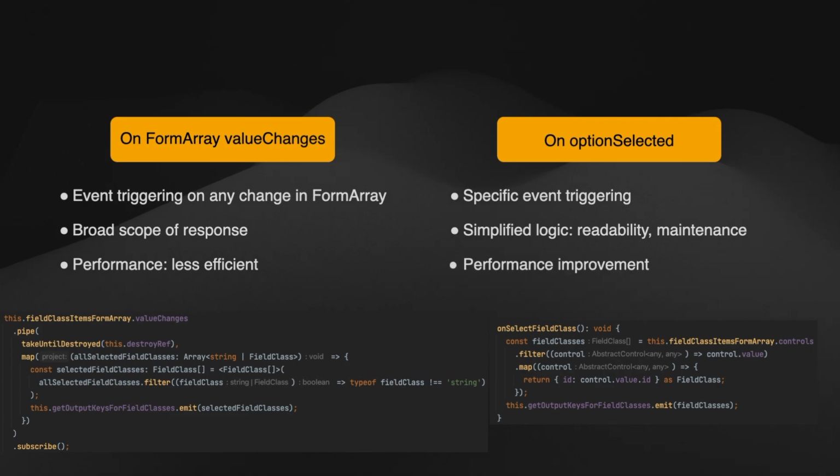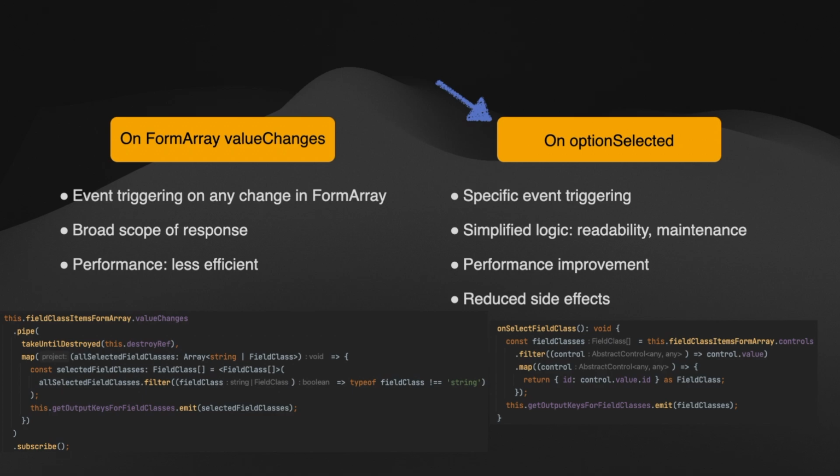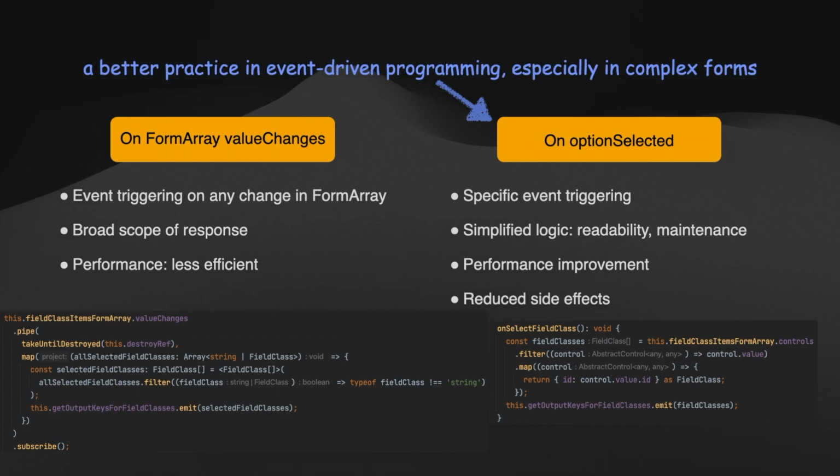By responding only to the selection events, we avoid the performance overhead of reacting to every minor change in the form array. This can be particularly beneficial in forms with a high frequency of changes. By limiting the response to just the option selection, there is less risk of triggering unnecessary processes or side effects from unrelated form control changes. To sum it up, the new approach tied to the option selected event of mat autocomplete is a better practice in event-driven programming, especially in complex forms.